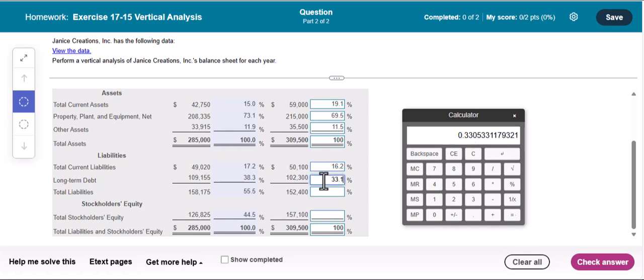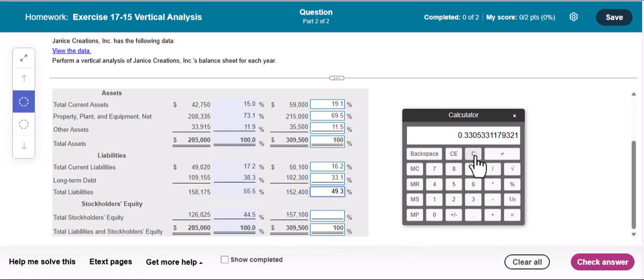I'm just doing that in my head. You can multiply this by 100 or throw it in Excel as well. Just make sure you are rounding correctly here. So we can add these up, the 16.2 plus the 33.1, for a total of 49.3% here. Or you can take this number of 152,400 and divide it by the 309,500. That's the other way. Or to double check your work, you can do both ways.